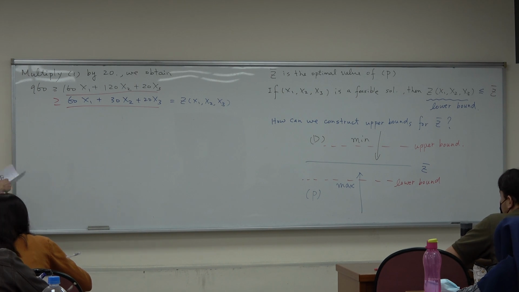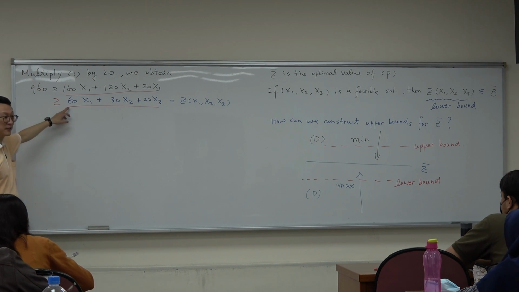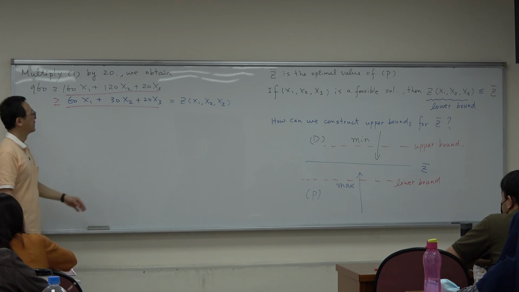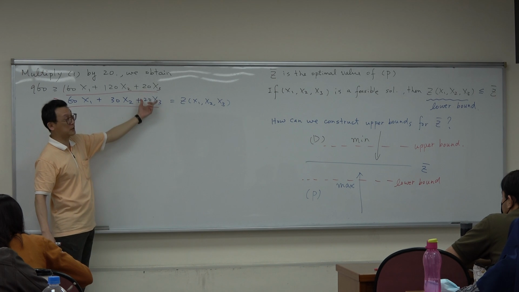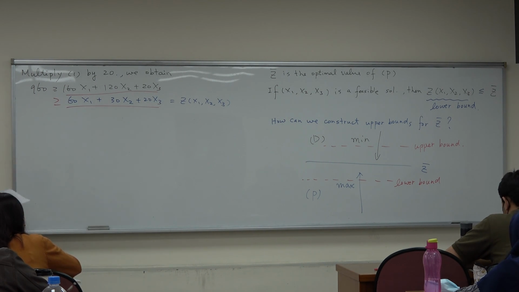Okay? But it's still not good enough because 160 is much larger than 60. 120 is much larger than 30. Because we want at least we need this. Okay? So yes, that's our upper bound, but it's not good enough. So we try to construct another upper bound.